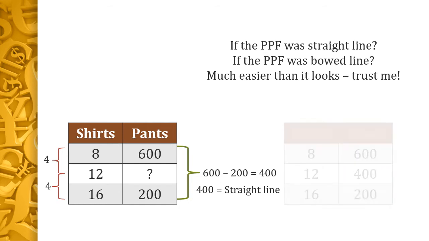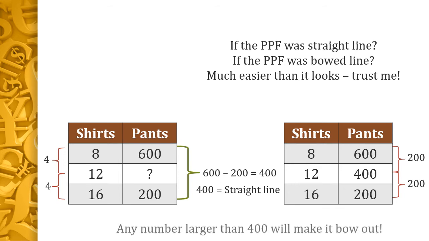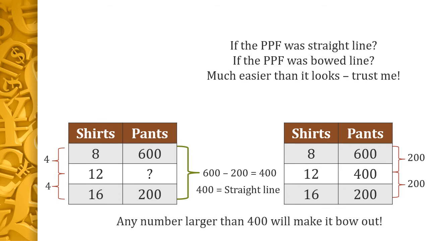And we're going to plot it out in a minute. But we can double check that our numbers are right, put 400 in there, and look: 200 and 200, evenly divided. So now we know that 400 would be the number to make a straight line. Now, any number that's going to be larger than 400 will make it bowed. But let's double check ourselves.